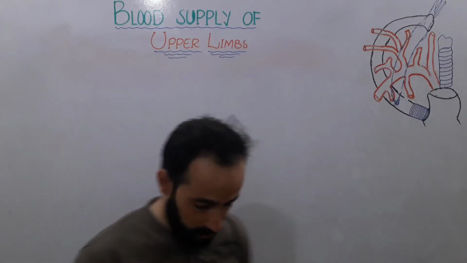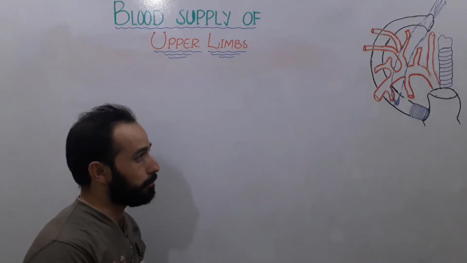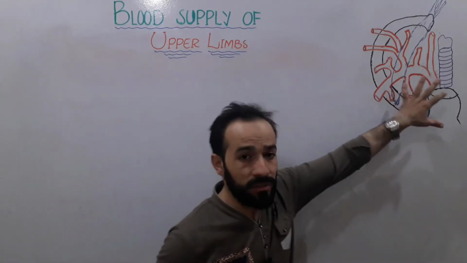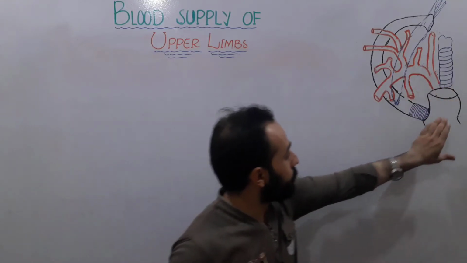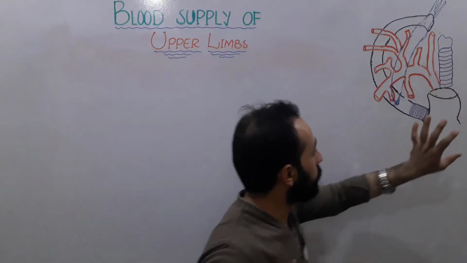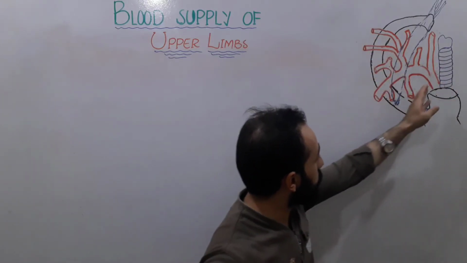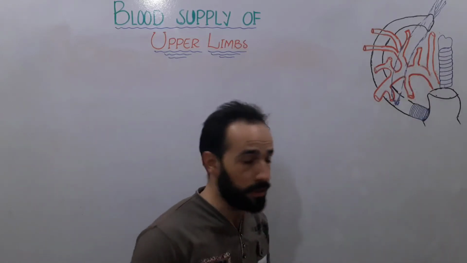So let me say something basic regarding the blood supply of the upper limb. Friends, as you can see in this diagram, this is our sternum and this is the first rib. This is our trachea. We are not concerned with that. We are concerned with this red colored artery and the branches of it, right?